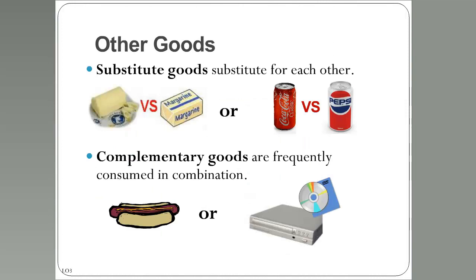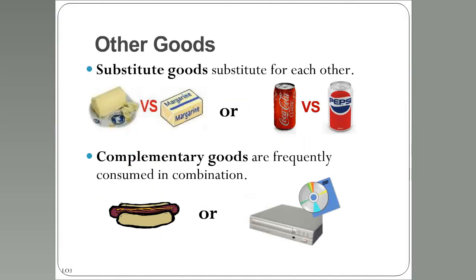Substitute goods are goods that can be used to replace another and still satisfy the consumer. Examples of substitute goods include margarine and butter, natural gas or electricity used for heating, Coke and Pepsi. Prices of substitute goods are affected in the following way. When the price of one good goes up, the sale of the other one will rise. And when the price of one good goes down, the sale of the other good or substitute will fall.